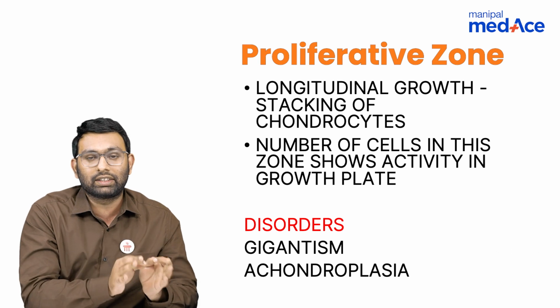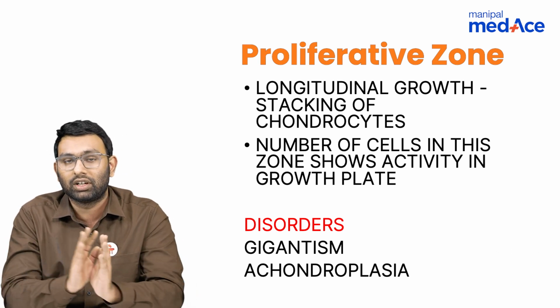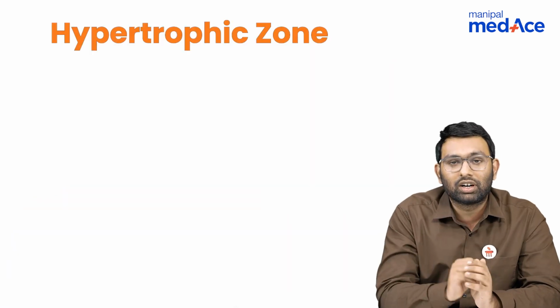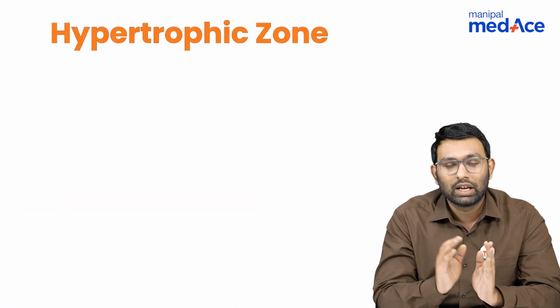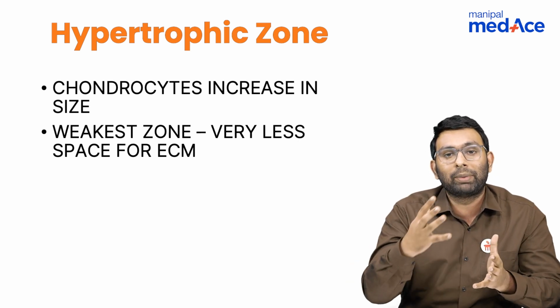And remember that in this zone, the amount of cells will show the activity that is occurring in the growth plate. Now coming to the third zone, that is the hypertrophic zone. Now in the hypertrophic zone, the chondrocytes are getting vacuolized or becoming larger in size.